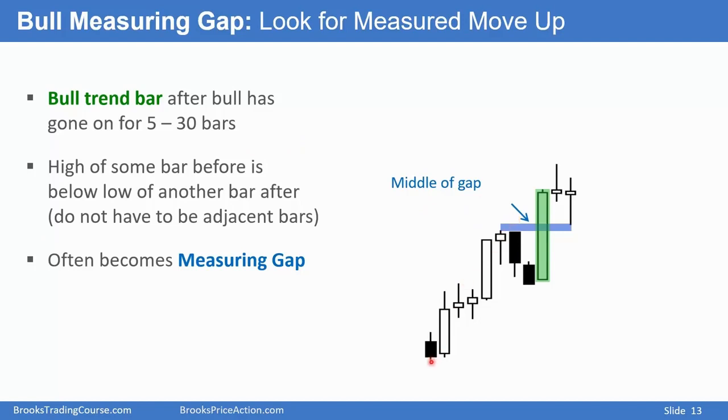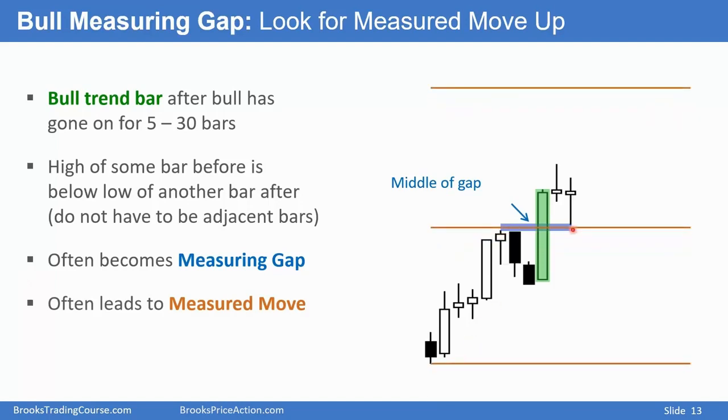The measured move can be from this low to this high, or from this low to the middle of that gap. You don't know in advance. This gap is very small, so the target would be about the same, whichever price you use for your measured move up. This would be the target. And you can see when the market got there, bulls started to take profits. This tail means bulls started to take profits right below the target, and then here they clearly took partial or full profits.